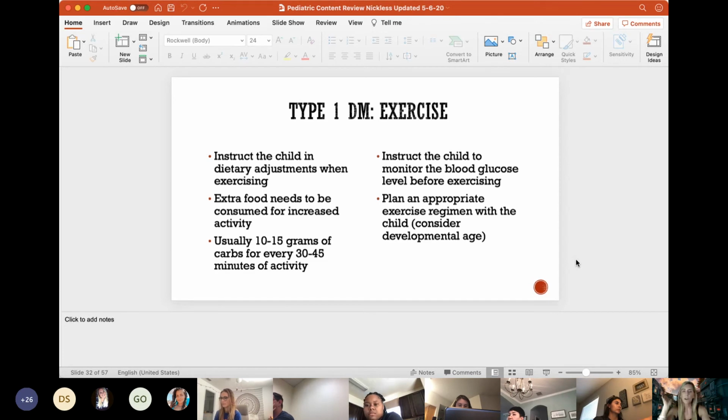So remember, NCLEX loves to ask about exercise. What do they need to do if they're going to exercise, people? What do we got? If it's low? Be prepared, right? If they're going to exercise, you know they got to have a snack, right? So we want them to have some carbs before because they're about to burn all those carbs. So we don't want them to get low, so they're going to snack before, okay? And always have an extra snack. Always have some juice, that kind of thing.